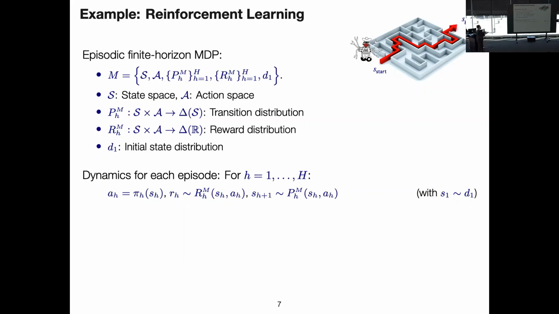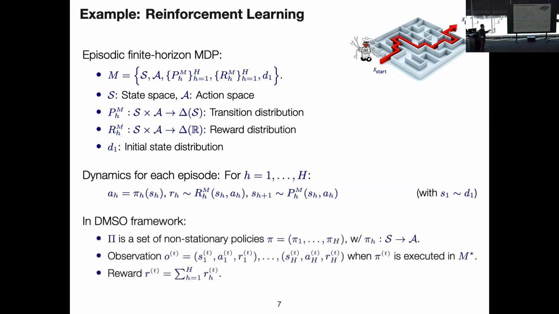So that's an episode. And when we view this in our general framework, we're going to be playing many episodes, so capital T episodes. At each episode, the decision we make will be what policy we play. So what is this mapping pi? And then based on this policy, our observation will be the trajectory that this policy generates, so the sequence of states and actions and rewards that we get by running it for an episode. And then of course, our goal is just going to be to optimize the total reward within each episode. All right, so that is how you can view RL in this framework.